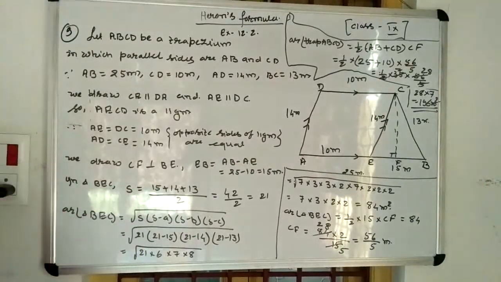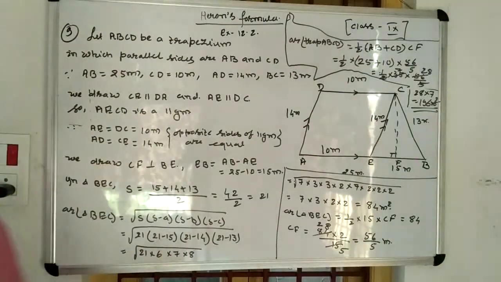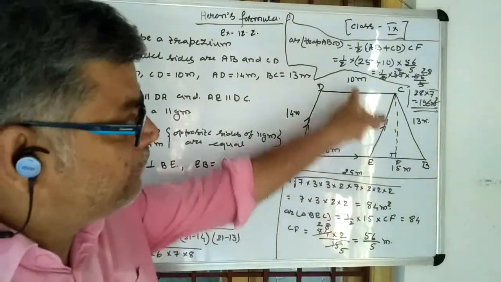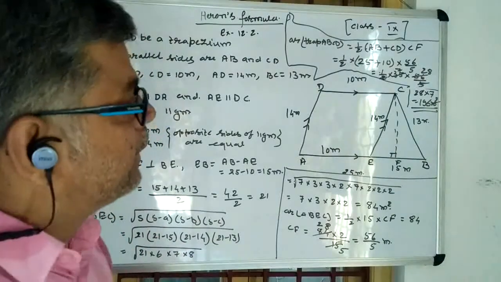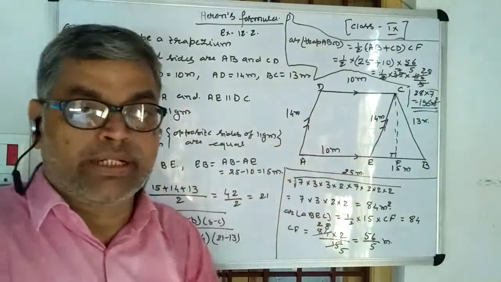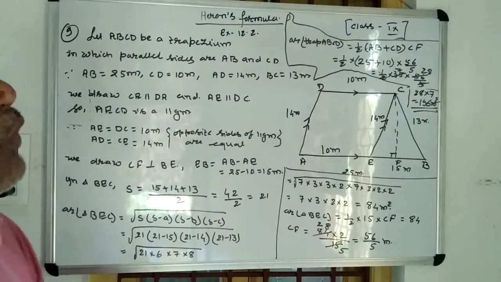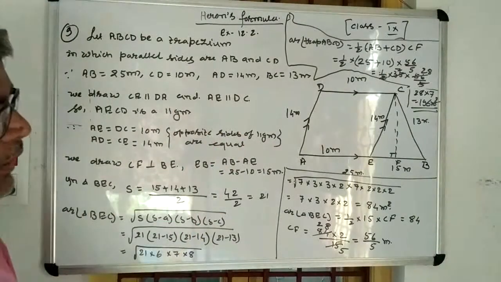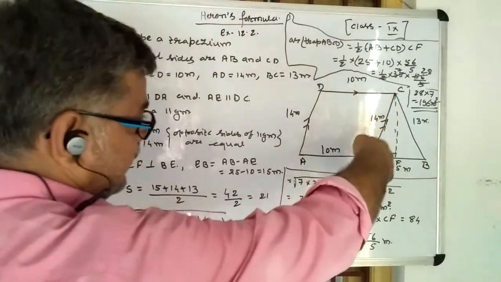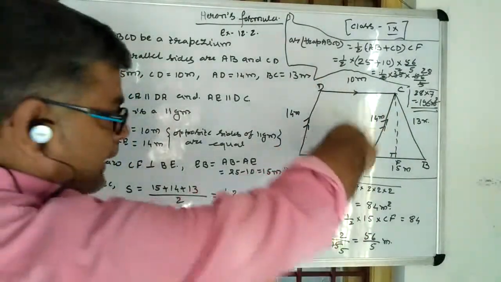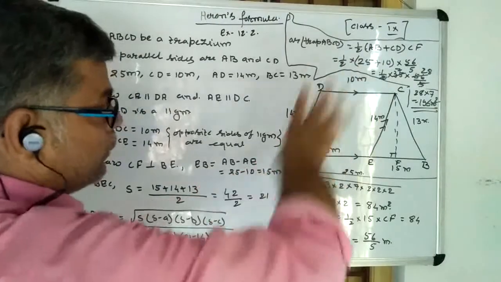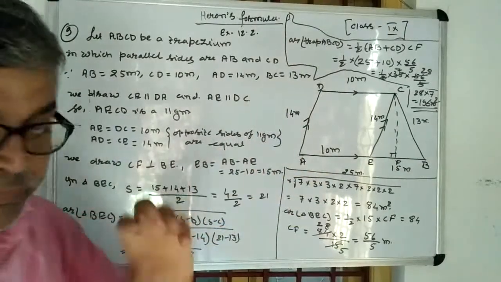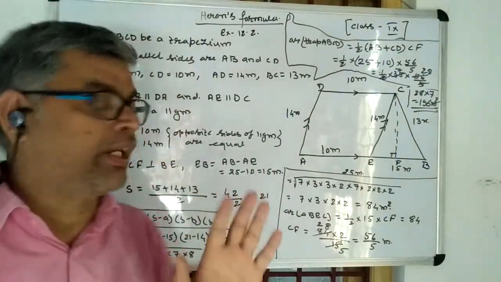So children, I hope that all of you have understood it. The question was saying that ABCD is a trapezium in which the parallel sides are 25 meter and 10 meter respectively, and non-parallel sides are 14 meter and 13 meter respectively. And now you are supposed to find the area of this trapezium. So first we draw the figure, and in construction we draw a line CE parallel to DA. CE is parallel to DA and AE is parallel to DC, so this becomes a parallelogram. AECD becomes a parallelogram, and we know that the opposite sides of a parallelogram are equal.